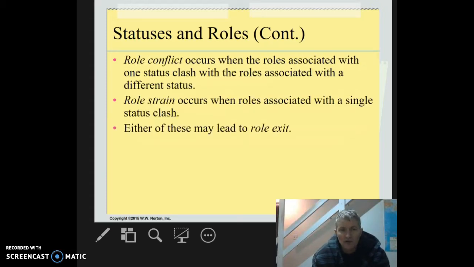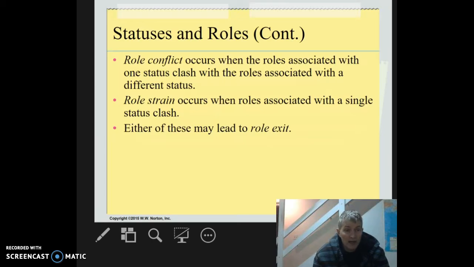Role conflict occurs when roles associated with one status clash with the roles associated with a different status. This happens when a person has two different roles to perform and they conflict with one another. For example, if you're a mother and a student, you might have class today and your child might have a soccer game at the same time. As you can see, these two roles are starting to conflict. And you're going to have to choose between the two roles because they are conflicting with one another. This is a mutually exclusive situation. So, as you can see, individual roles in society can create conflict within the individual itself.